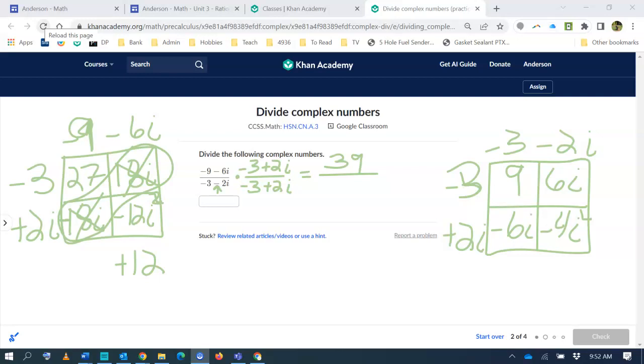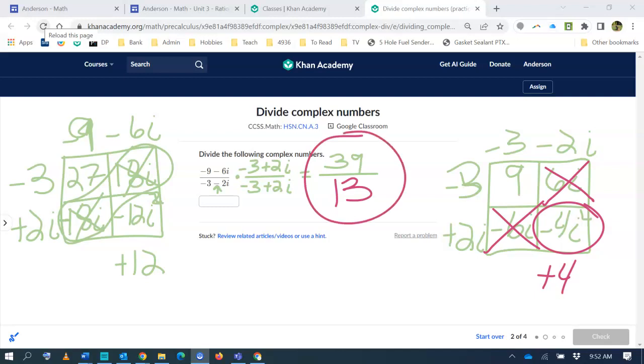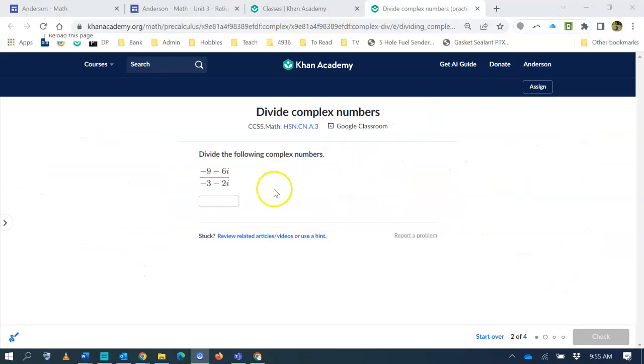And by design, two things are going to happen. This cancels out with this, and then this is going to change. Negative 4 times i squared turns into positive 4. So we get 9 plus 4, which is 13. And then we can simplify 39 over 13. That equals 3. So our answer on this question is just 3. Got it right. All right, I'm done.